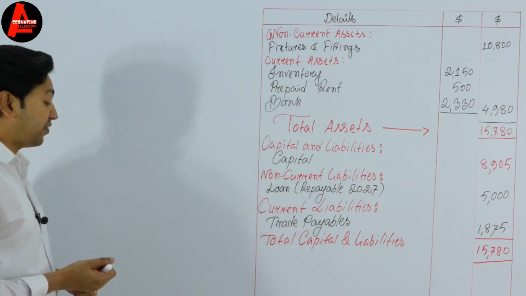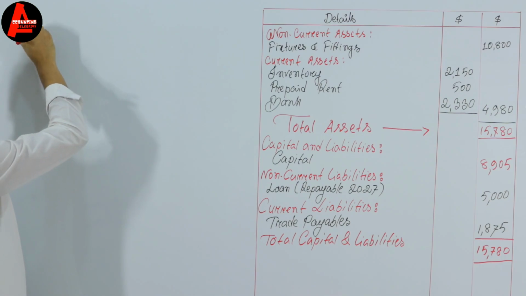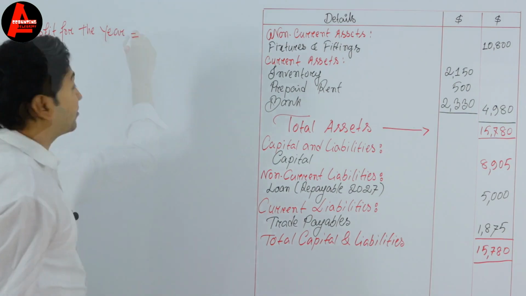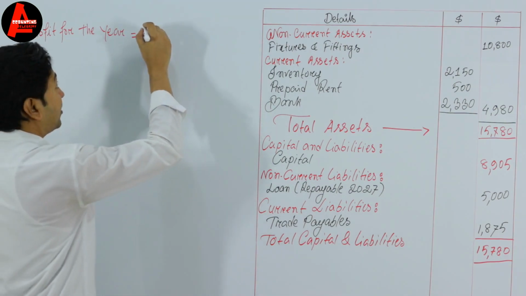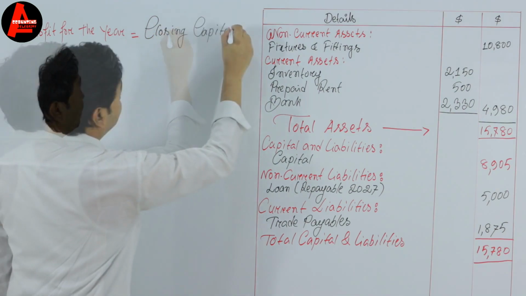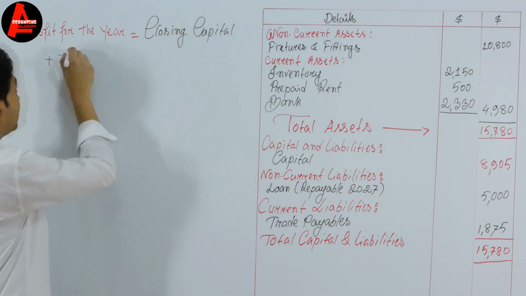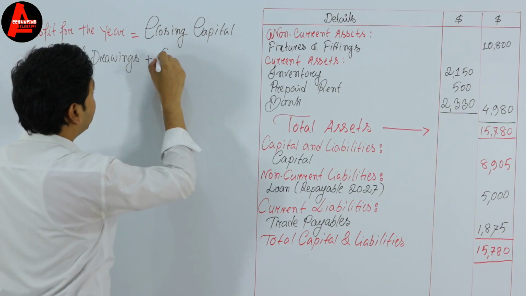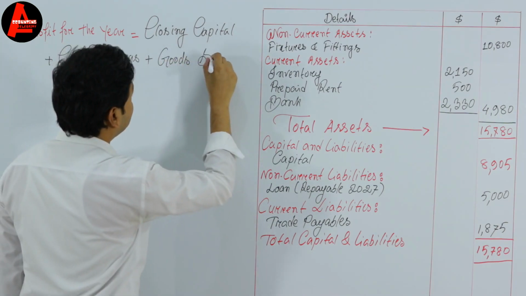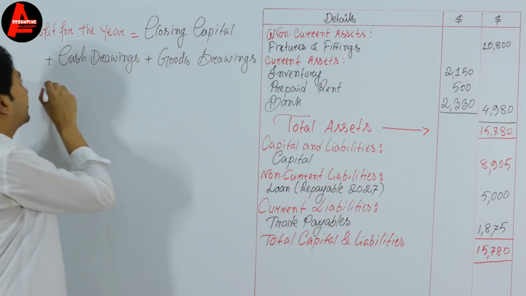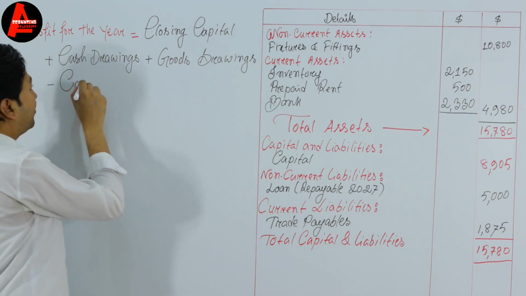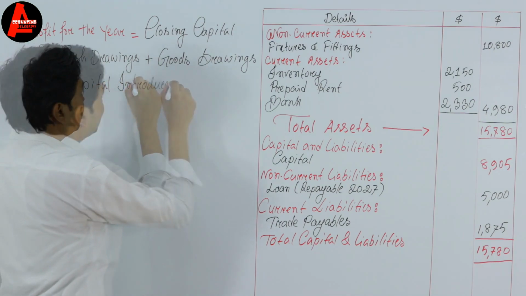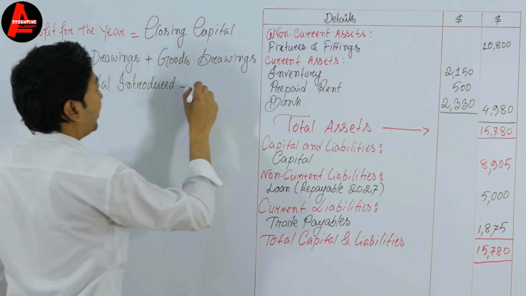So let us write the formula first. Profit for the year equals, first of all we will write closing capital, plus cash drawings, plus goods drawings, minus capital introduced, minus opening capital.